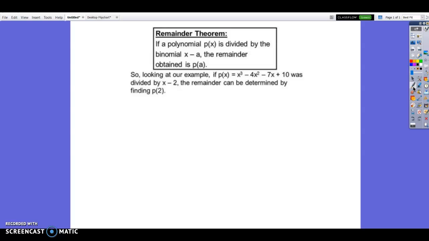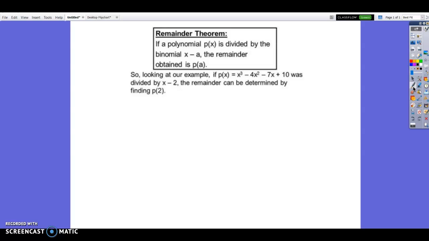If a polynomial p of x is divided by the binomial x minus a, and a is just some number, guys, the remainder obtained is p of a. All right, so looking at an example, let's see what this actually means.